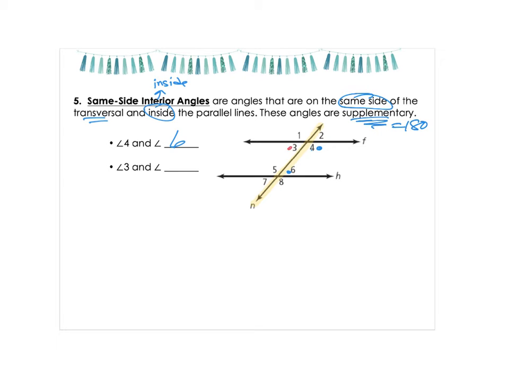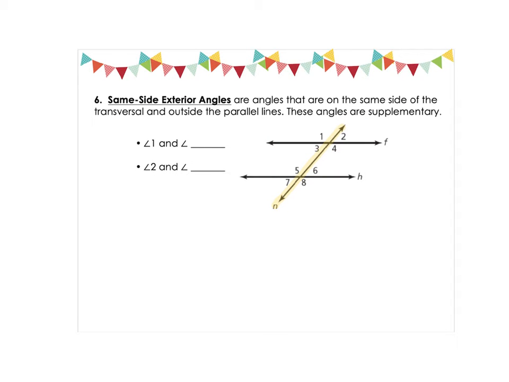Angle 3. So on the same side of the transversal would be 3 and 5, because 5 is the inside angle. So 3 goes with angle 5. Okay, so example 6, here we have the same side exterior, so that is your outside angles. Okay, so they're on the same side of the transversal. They are the outside of the parallel lines, and they are supplementary, again, adds up to 180.